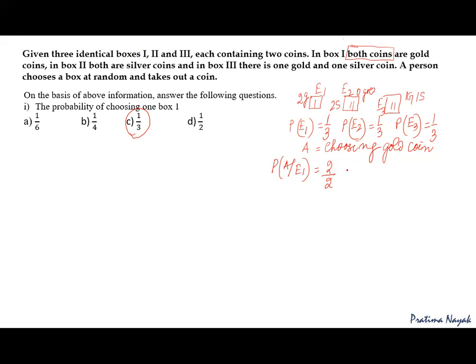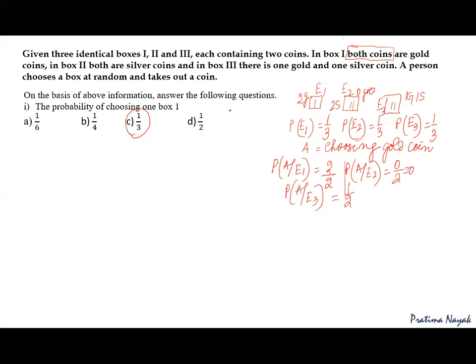Here both are silver, 2 silver. So similarly, the probability of gold from the second one, E2, how much? Certainly it will be 0 by 2. And the probability of gold from the third one is 1 by 2, because there is 1 gold, 1 silver. So why am I writing all this? Because we need it for the other parts of the question.